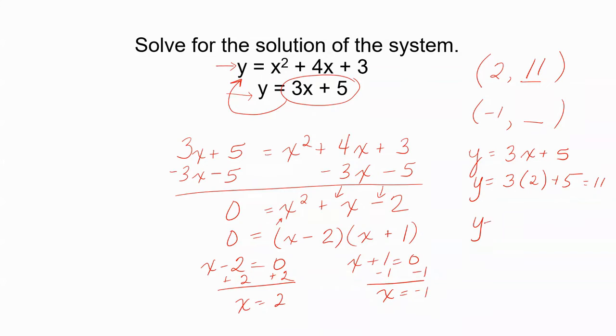Let's do the same for negative 1. We'll substitute in negative 1 for x. 3 times negative 1 gives me negative 3, plus 5 gives me 2. And so my other point is negative 1, 2. So we have two solutions for this system, 2, 11 and negative 1, 2.